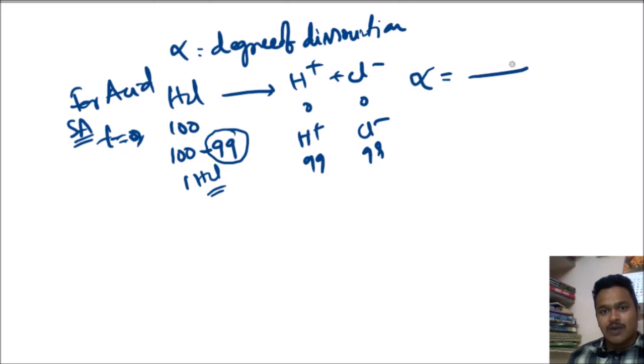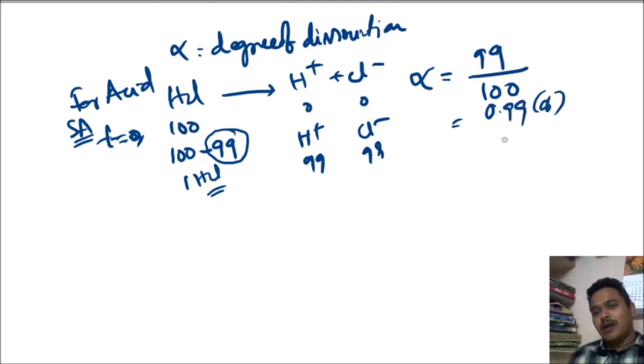Alpha is equal to out of 100, so you write 100 in the denominator. Out of 100, how many dissociated? 99. So that is nothing but 0.99, or 99%. For a strong acid the alpha value is more.